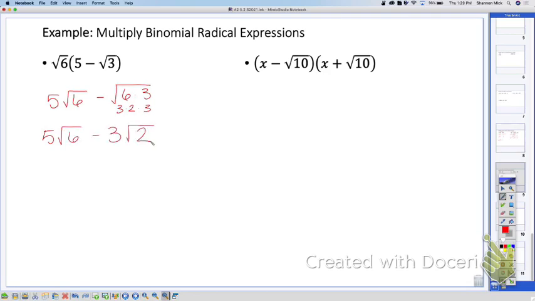So I have 5 square root of 6 minus 3 square root of 2. Can I combine those two? No. They both have the same root, but they are not the same radicand, are they? So you can't combine them. It's like having x and x squared. They both have the same base, but they don't have the same exponent, do they? Actually, this would be the same exponent. So they both have squared, and one's an x and one's a y.